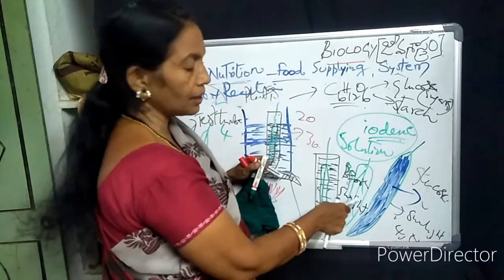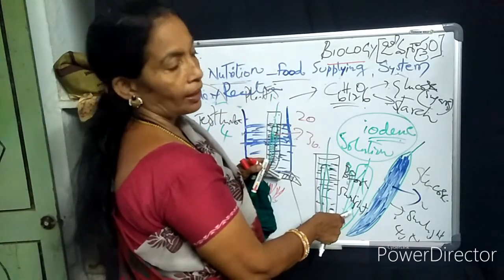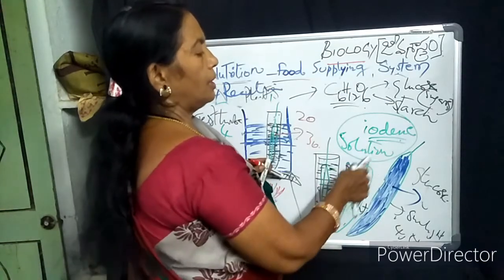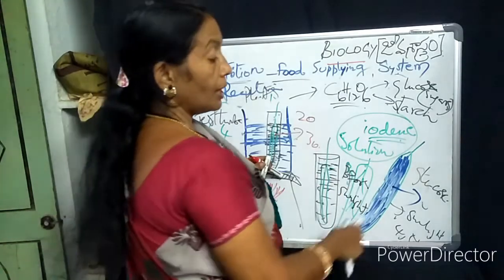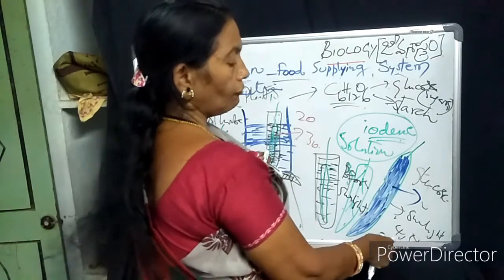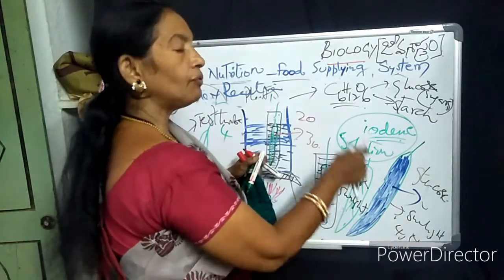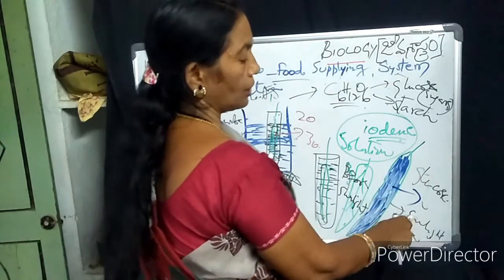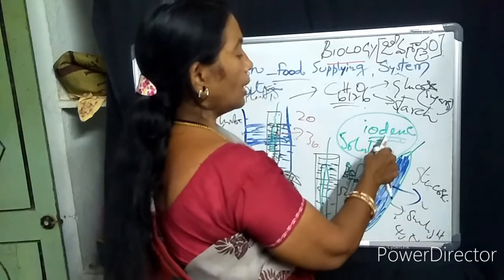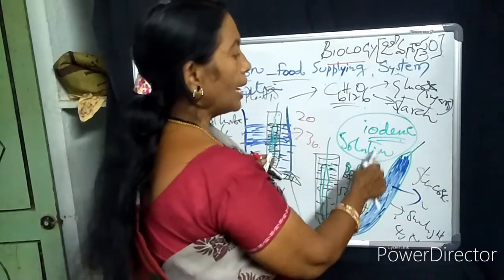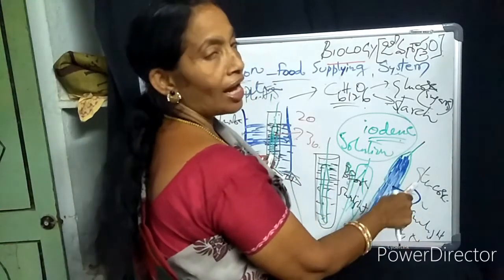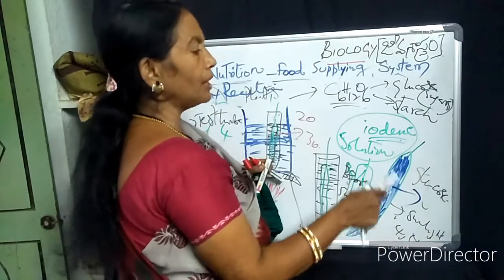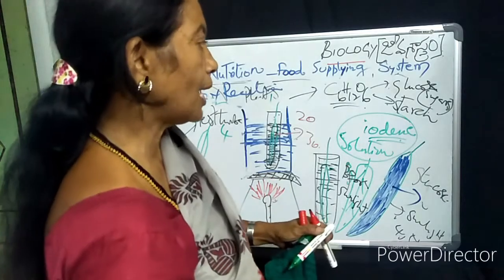This leaf does not get any sunlight, so it will not turn blue in color with the iodine solution, whereas this leaf, after getting 4 hours of sunlight, will definitely prepare food, that is called glucose or sugars. Iodine has the character that it turns any starch, that is glucose, blue in color. That is the main important thing we have to identify.